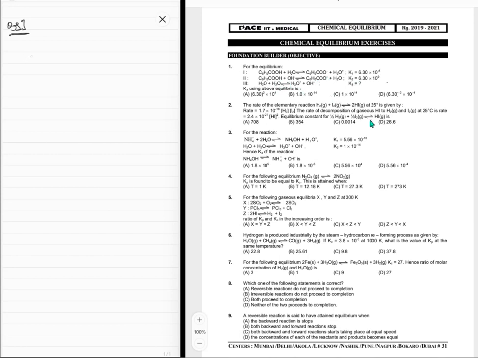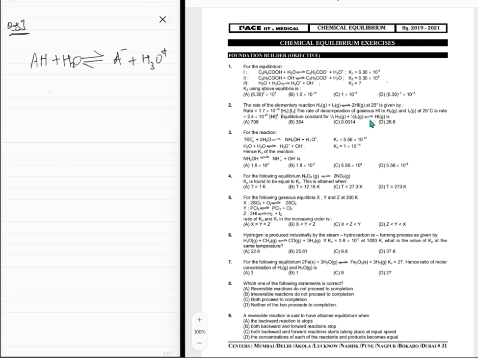So for this guy, C6H5COOH plus H2O giving what? Instead of writing all of this, I'll just write AH, plus H2O. This gives A minus. So here A is the C6H5COO minus. That thing is A minus over here, and plus H3O plus. Okay.